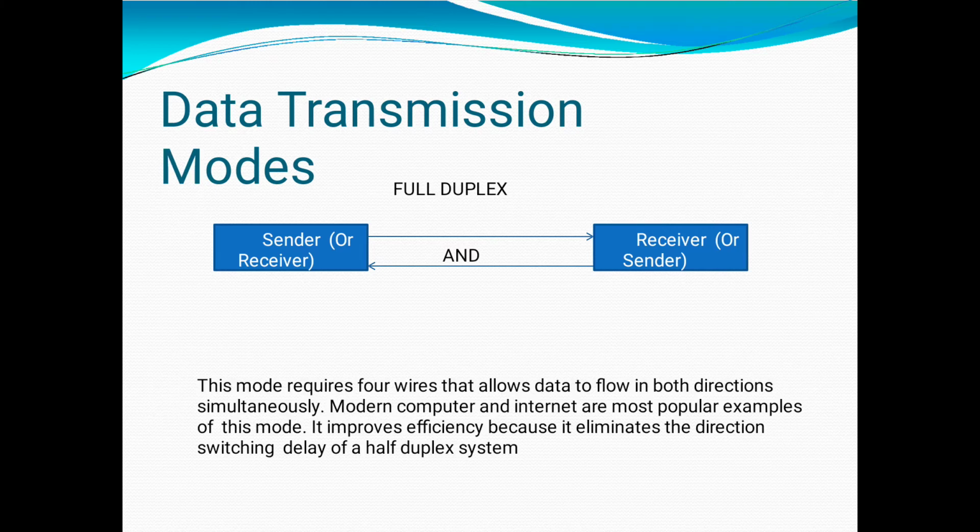The final one is full duplex mode. The sender can transmit the message as well as the receiver can transmit the message, and both can do it simultaneously. Whereas in half duplex, transmission can be done in both directions but not at the same time, here we can transmit the data simultaneously.